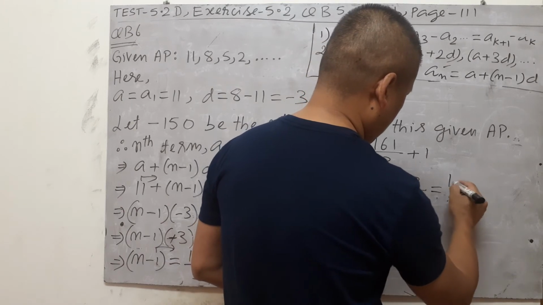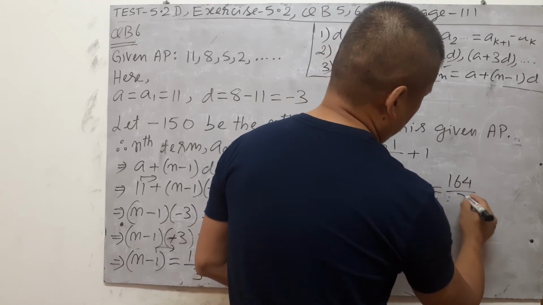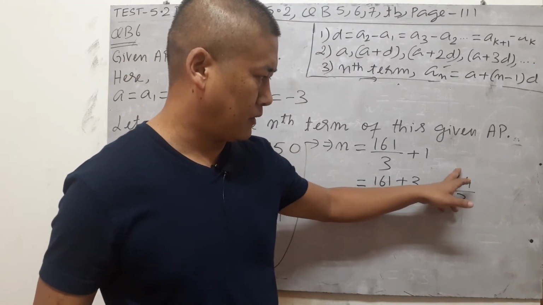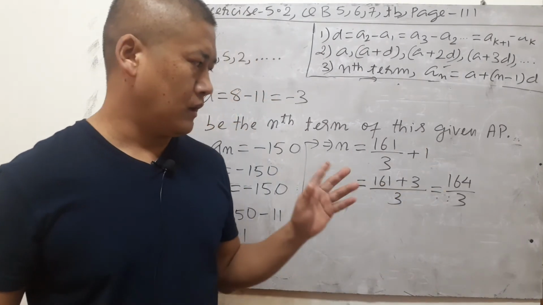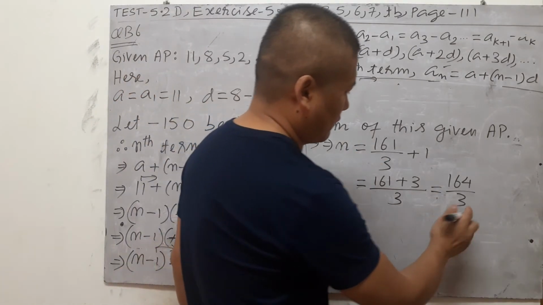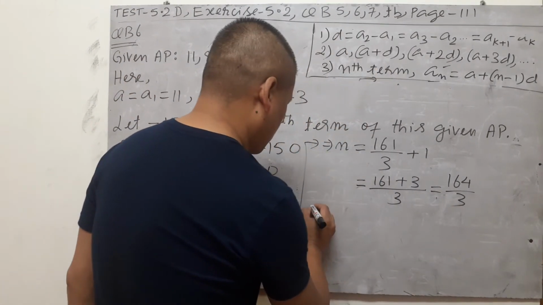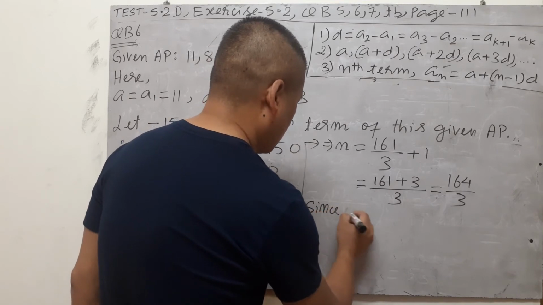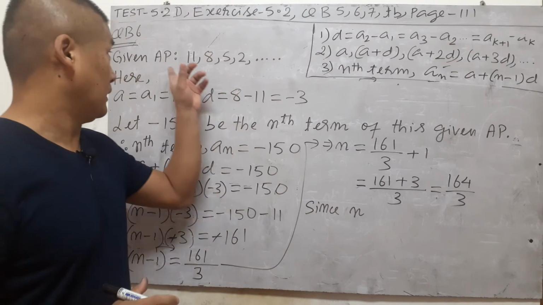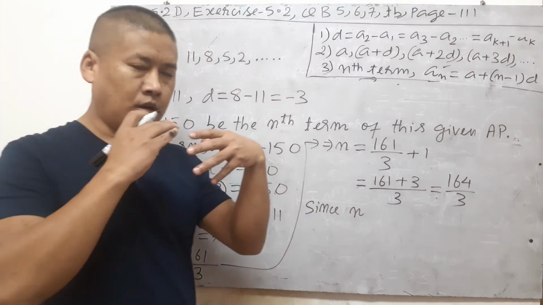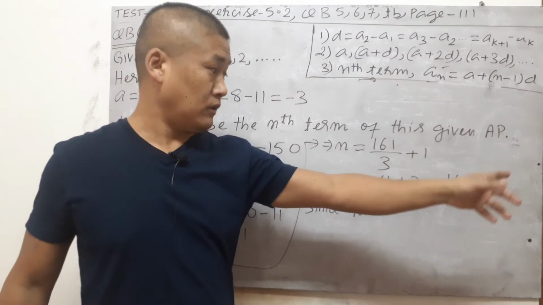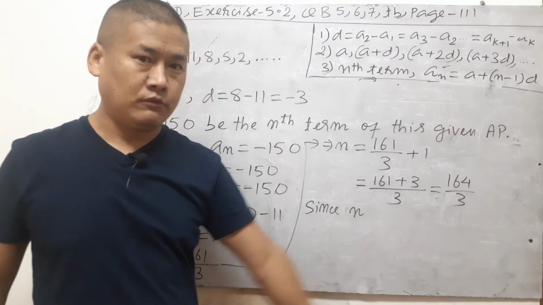161 plus 3 is 164, divided by 3. It's not divisible by 3. 3 5s are 15, 1 in hand, 14. 14 is not a multiple of 3, so we can't cancel this, we can't divide, in other words. But the total number of terms in an arithmetic progression will be a whole number, a definite number like 20, 30, 40. It will not come in the form of a fraction, so this cannot be right.